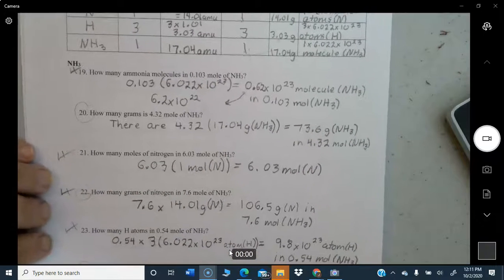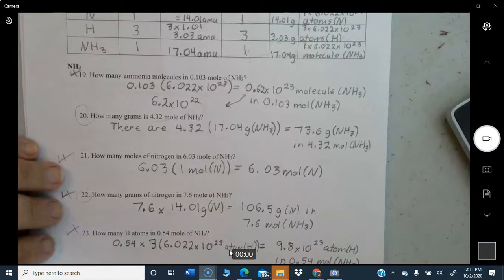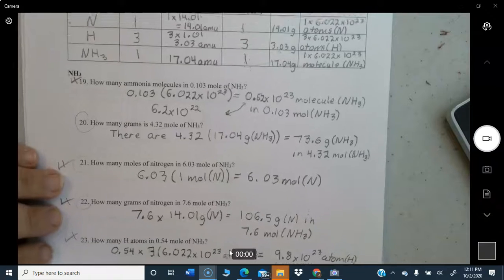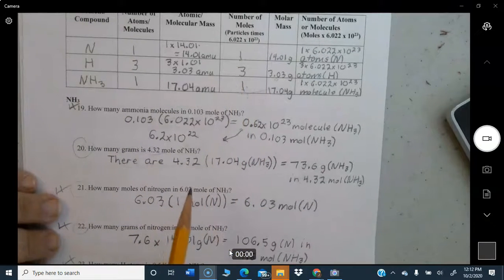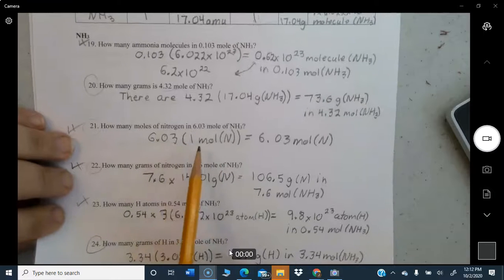Next is how many moles of nitrogen in 6.3 moles of NH3? Well, you can see there's 1 mole of nitrogen for every mole of NH3. That's a 1-to-1 correspondence, so it's going to be 6.3.